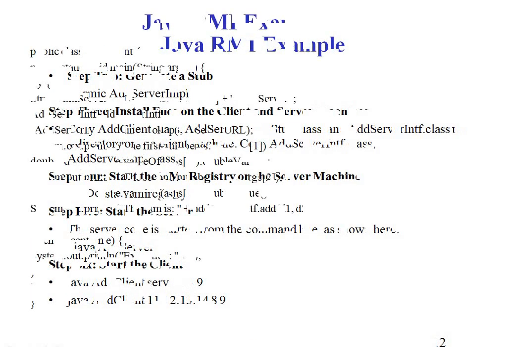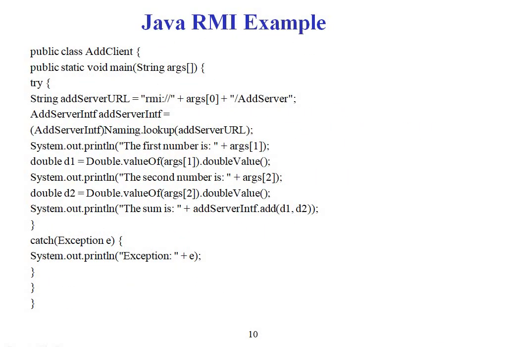The fourth file, AddClient.java, implements the client side of the distributed application. AddClient.java requires three command line arguments. The first is the IP address or name of the server machine. The second and third arguments are the two numbers that are to be summed.